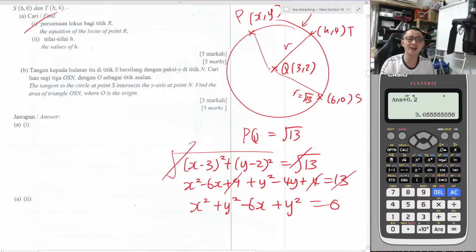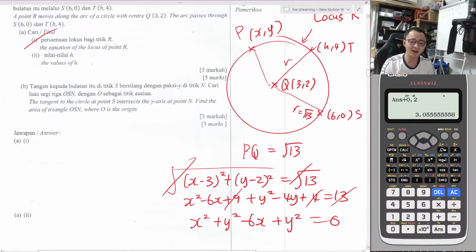And then they asked us to find the value of H. So the value of H is basically on the locus, and I have this equation. So I can just sub H into the x, 4 into the y to get my x value. So this one is H squared plus 16 minus 6H.